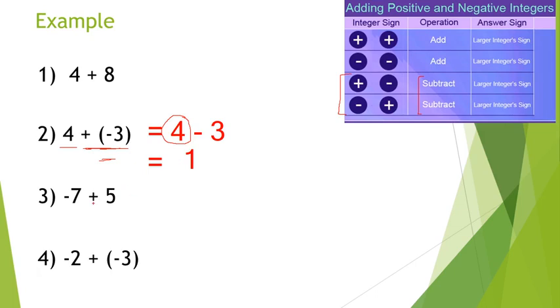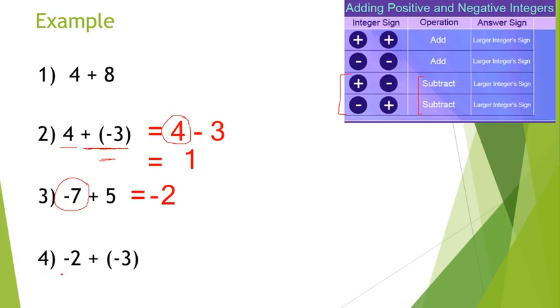Let's take example number 3. Minus 7 plus 5. Now again we have two different signs. Whenever we have two different signs, what do we have to do? We have to subtract the numbers. 7 minus 5, what will it be? It will be 2. What about the sign of the resultant value? The sign will be decided based on the larger integer. The larger integer here is 7 and its sign is what? Minus. So I have to write minus 2. It will be negative 2. The answer will be negative 2.